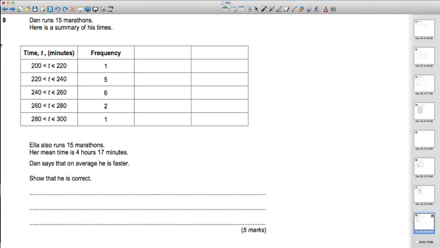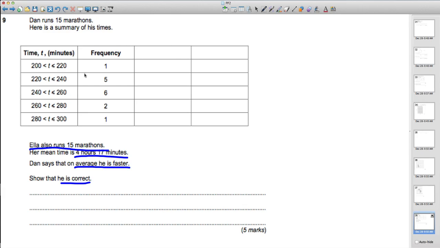Okay, question 9. Dan runs 15 marathons. Here is a summary of his times. One marathon he got between 200 minutes and 220. 5 marathons he got between this and that. Ella also runs 15 marathons. Her mean time is 4 hours 17 minutes. Dan says on average he's faster. Is he correct? What we're basically being asked to do here is work out the mean of Dan's marathon runs, compare it to Ella's, and see who's quicker.